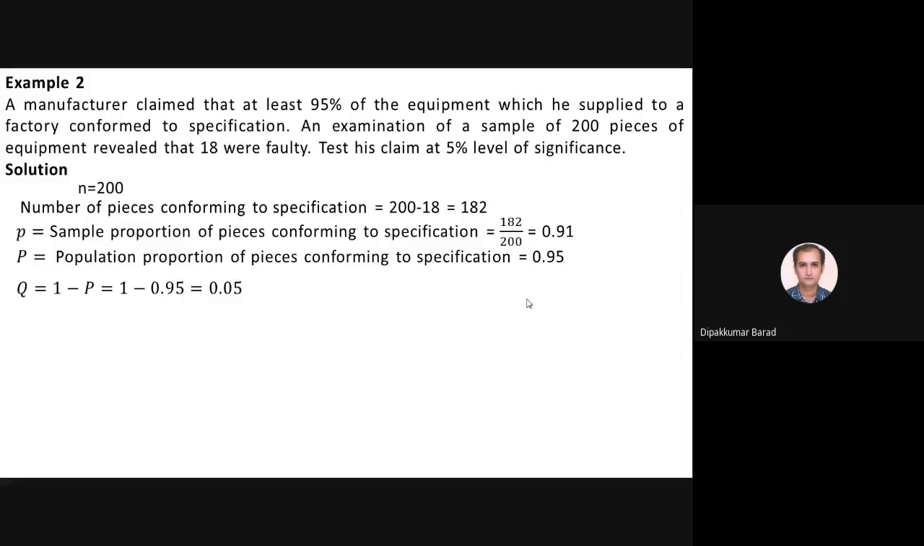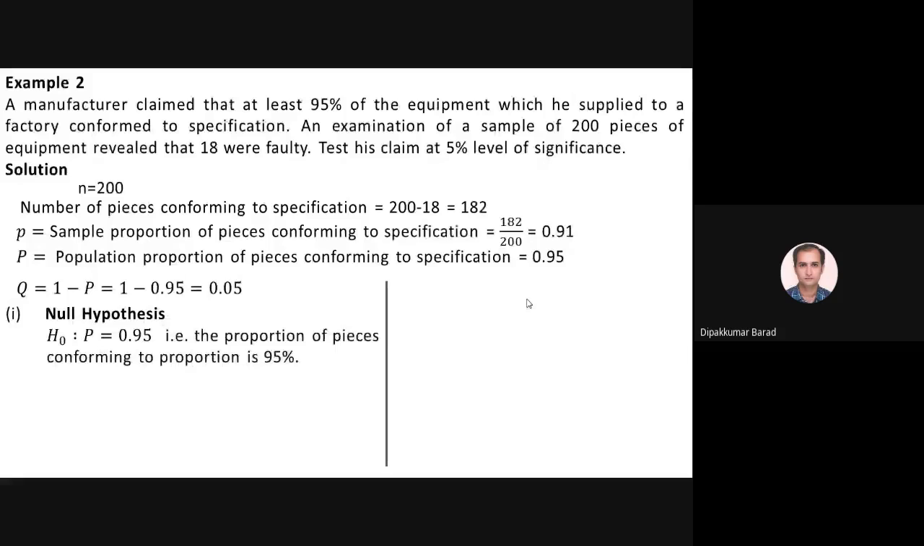Now we have to set a null hypothesis. The null hypothesis is P equal to 0.95. This 0.95 is your P0, so P equals P0, as we discussed in the working group. The proportion of pieces conforming to specification is 95%.